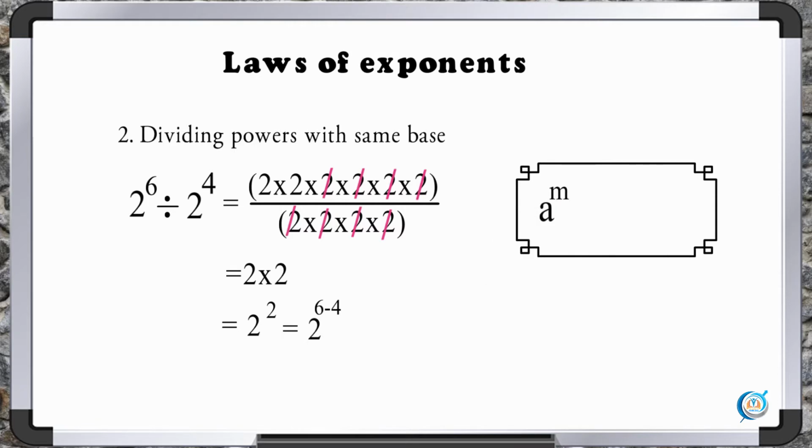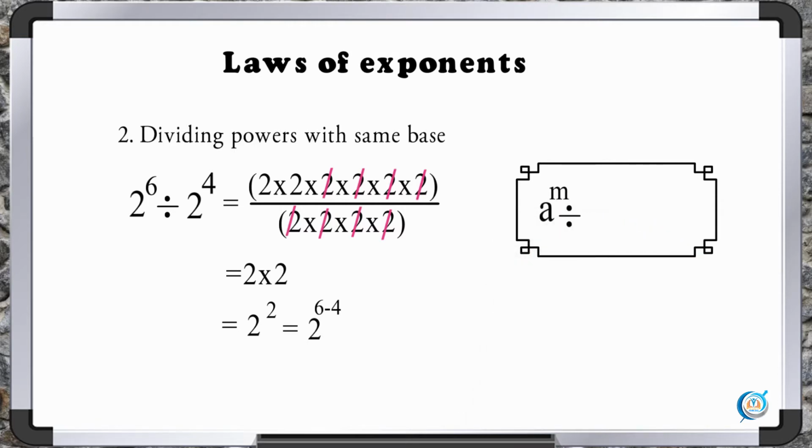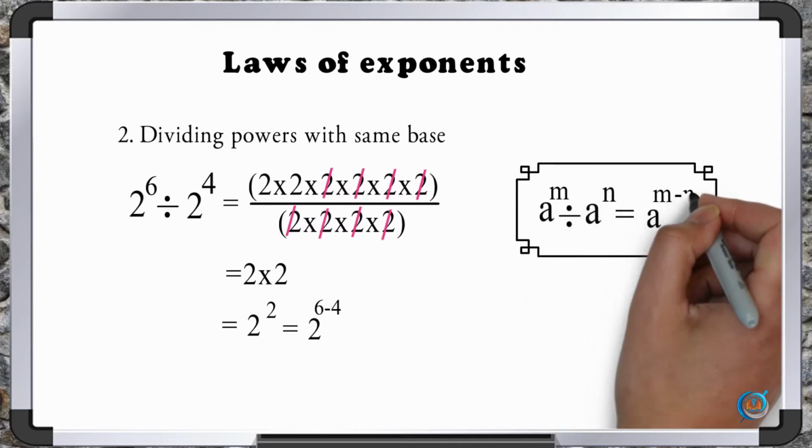So we can say the property as a power m divided by a power n will be equal to a power m minus n.